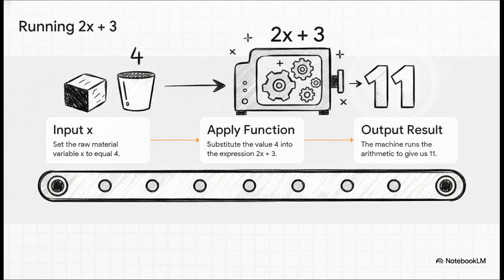I want you to think of x as your raw material. Step 1. We input a value for our variable. Let's say we set x to equal 4. Step 2. We drop that raw material into our machine and apply the function.